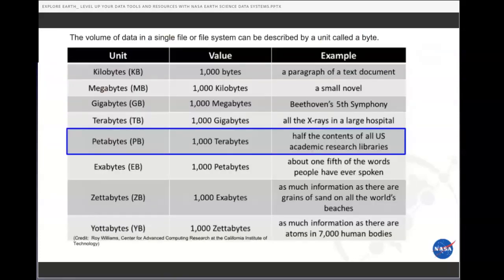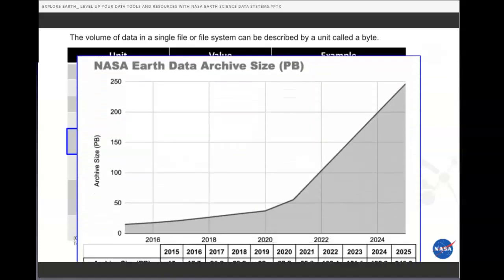And so when we talk about data volume, we're probably all familiar with what a byte is, right? That's a single file in a filing system. That's a data file, so we call that a byte. This chart shows the sequence of how these files get bigger and bigger, right? When we talk about data at NASA, we're talking about petabytes. One petabyte is equal to 1,000 terabytes, and that is equivalent to half of the contents of all the US academic research libraries for just 1 petabyte. So I want you to hold that in your mind.